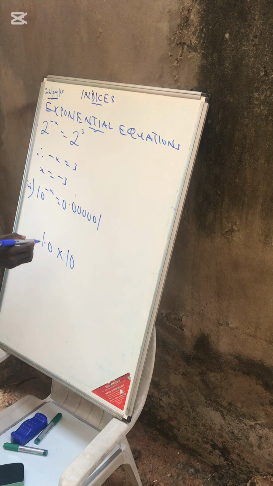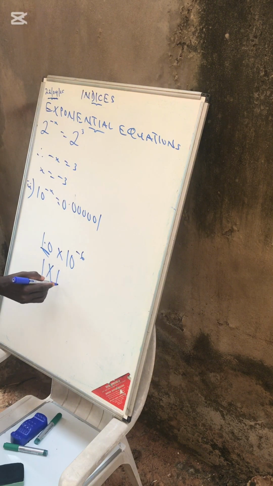6. When you move the decimal forward, it's minus. And when you move backward, it's positive. So the power of 10 is negative when you move the decimal forward. The power of 10 is positive when you move the decimal backward, when you're writing in standard form. And you know that 1.0 means 1. 1 times 10 raised to the power minus 6 is the same as 10 raised to the power minus 6.